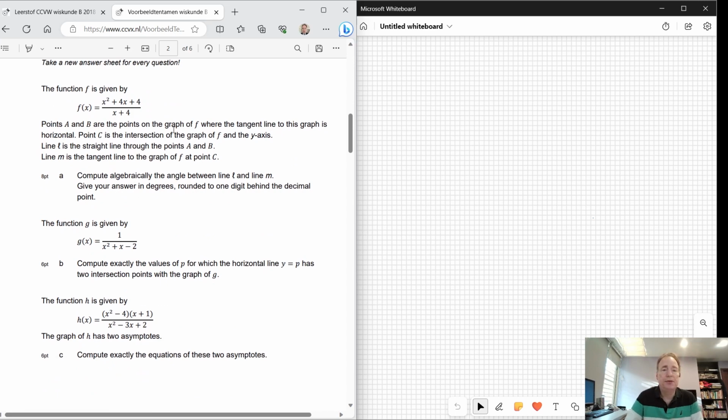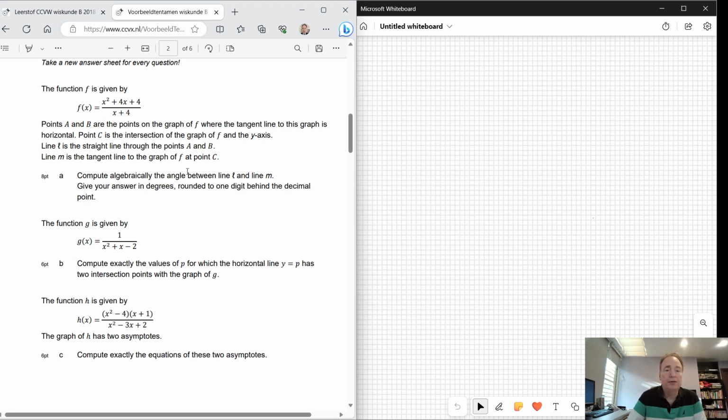Points A and B are points on the graph where the tangent line to this graph is horizontal. Point C is the intersection of f and the y-axis. Line L is a straight line through A and B, and M is the tangent line to f at point C. And what they want to know is the angle between line L and line M. Give your answer in degrees, rounded to 1 digit behind the decimal point.